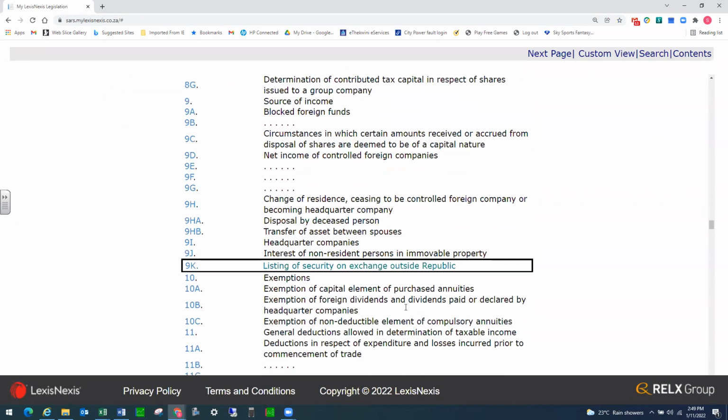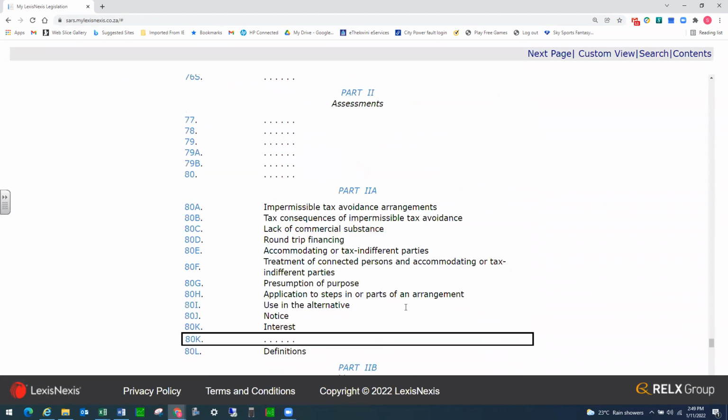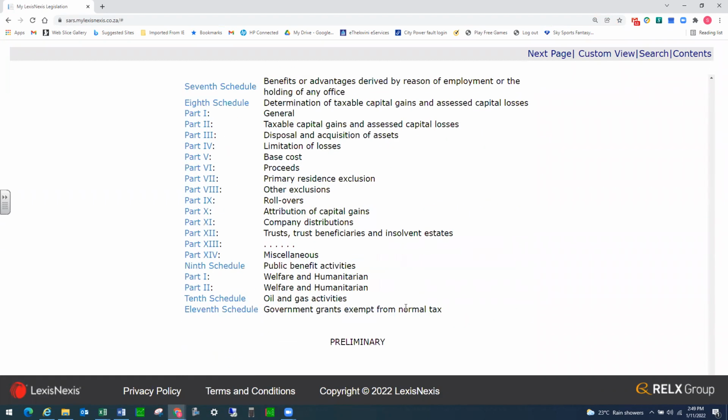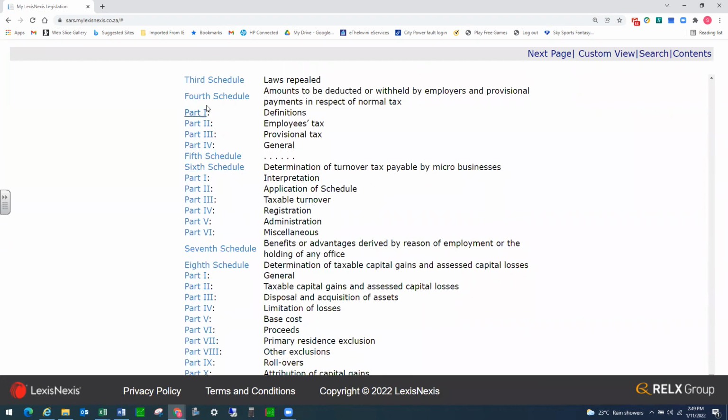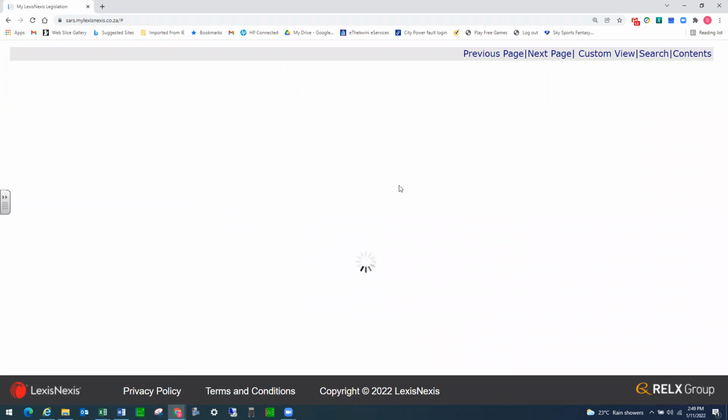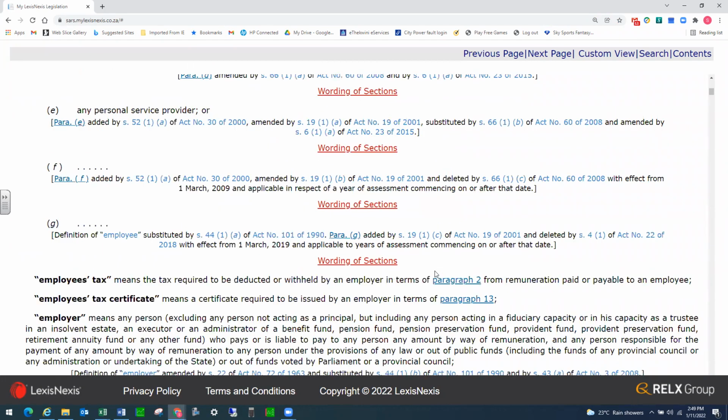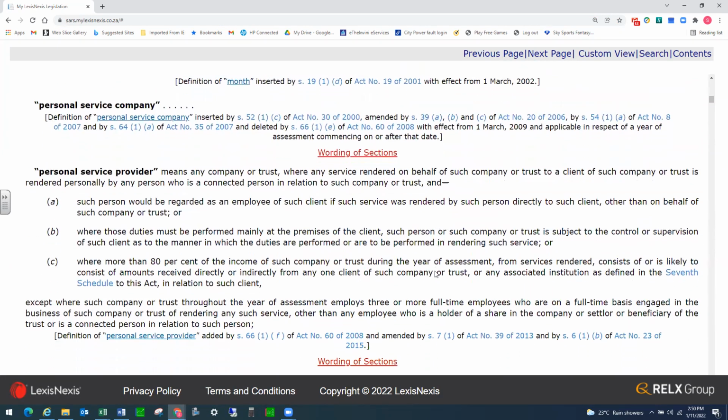So in the 4th schedule, we've got a definition. And I just want to go through the definition with you. Is that okay? Yep. Just so that you can see it. So normally with personal service providers, a discussion is included. So personal service provider means any company or trust where service rendered on behalf of such company or trust to a client is rendered personally by any person. So if you've got your handbook there, that's the first requirement.